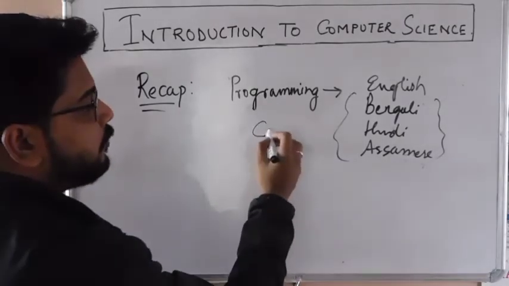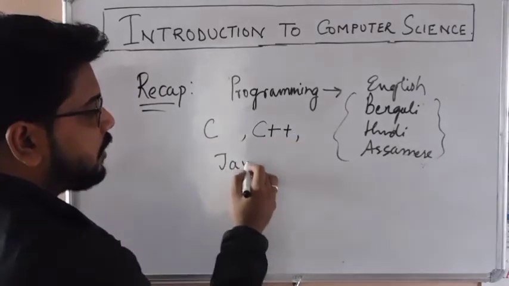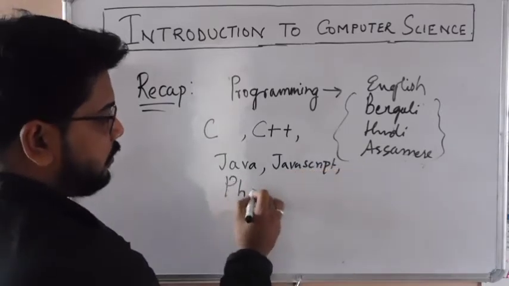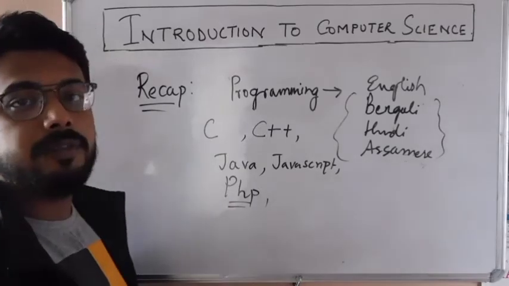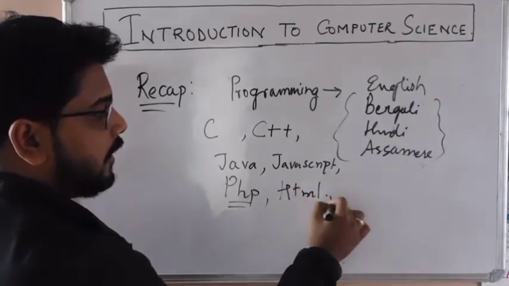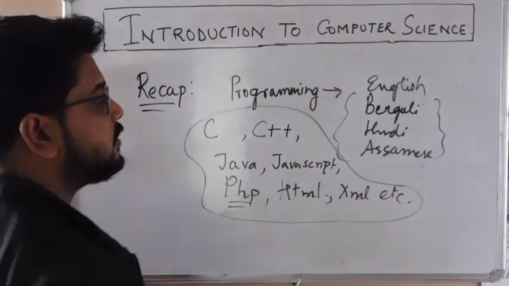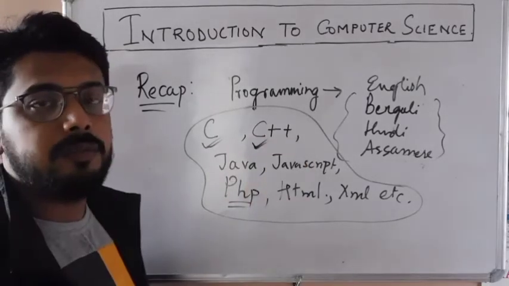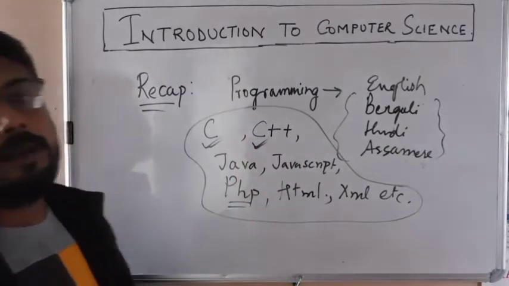A few basic languages are C, C++, then you might have heard about Java, then JavaScript, PHP. PHP helps in linking basically. You might have heard about different web pages, right? To design web pages we use basically PHP, HTML, XML, etc. So these are the very basic programming languages. What I would suggest is to go ahead with either C or C++ to begin with, so that you have a strong foundation of programming, and it will help you to learn various languages.